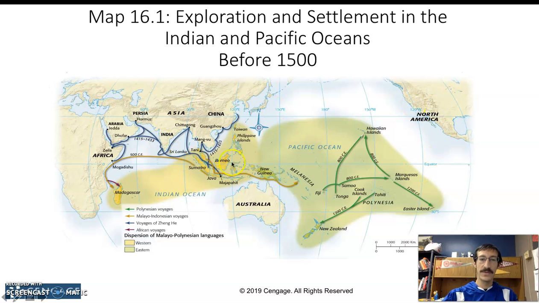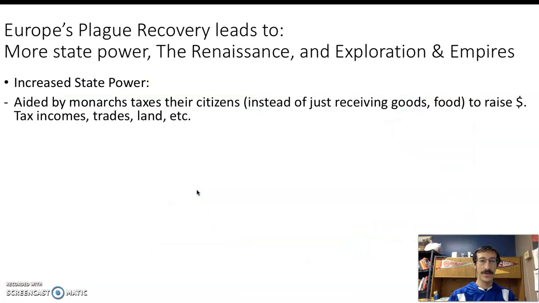So yeah, and then here's our exploration and settlement in the Indian Ocean before and during 1500. So again, here's our Polynesian map that we've talked about previously. Here's the voyages of Zheng He that we just looked at, and then the other movements of people and goods throughout the trading empires, which again, there's a lot of Hindu, Muslim, some Christian trading, some Jewish trading, as well as Buddhist and other types of trade going on.